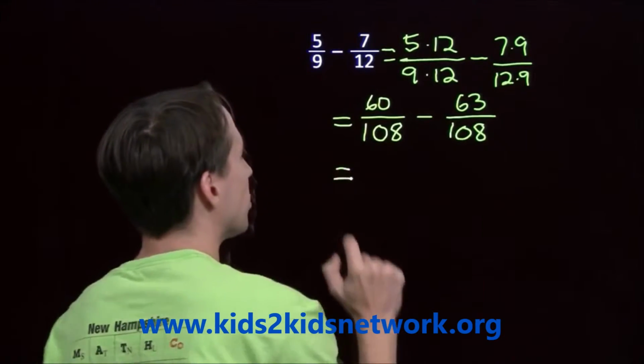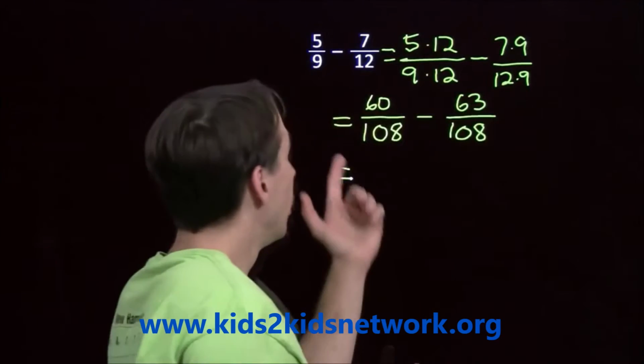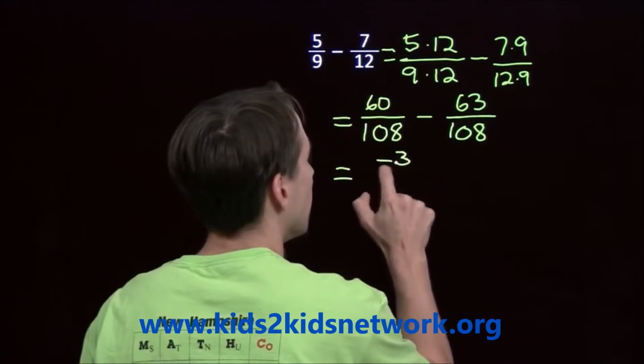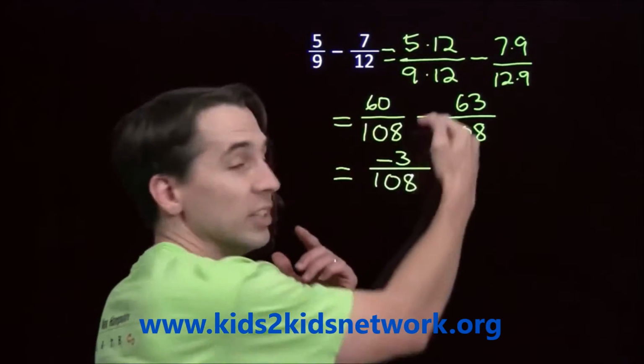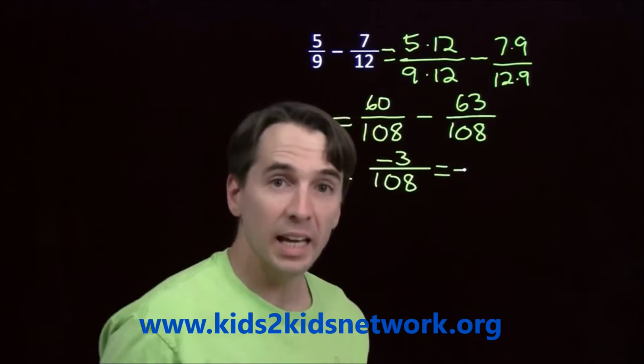And then we just do our subtraction. 60 minus 63. The denominators are the same, so we just perform the subtraction in the numerator. 60 minus 63 gives us negative 3 over 108. Now, of course, we have a negative divided by a positive. That means the result is negative.